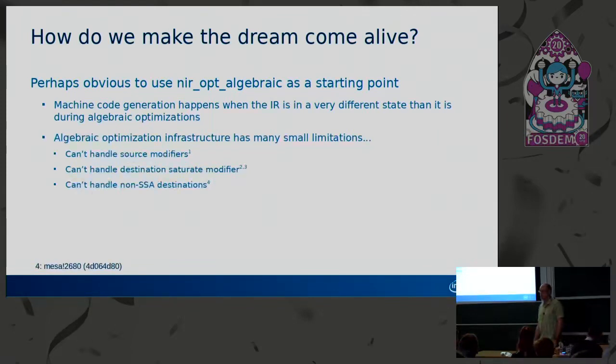Opt algebraic can't handle non-SSA destinations. So after we've come out of SSA mode, if the shader has control flow, there are going to be places where writes happen to registers instead of to SSA values. And that's fine. It's completely safe to match the final thing as writing to a non-SSA value. So the patch that I referenced there just deletes an assertion out of the matching code, and that's pretty easy. But going along with that, it also can't handle sources that are non-SSA values. And we have to be able to match those because we have to be able to generate code from that.